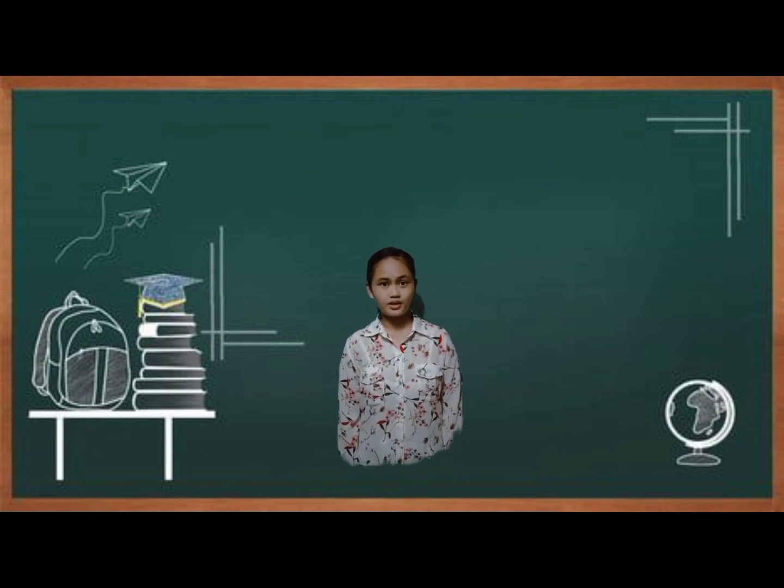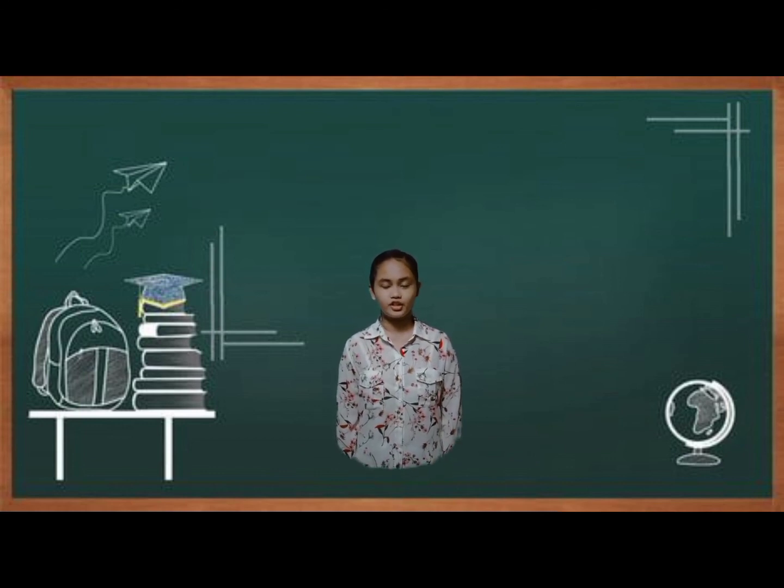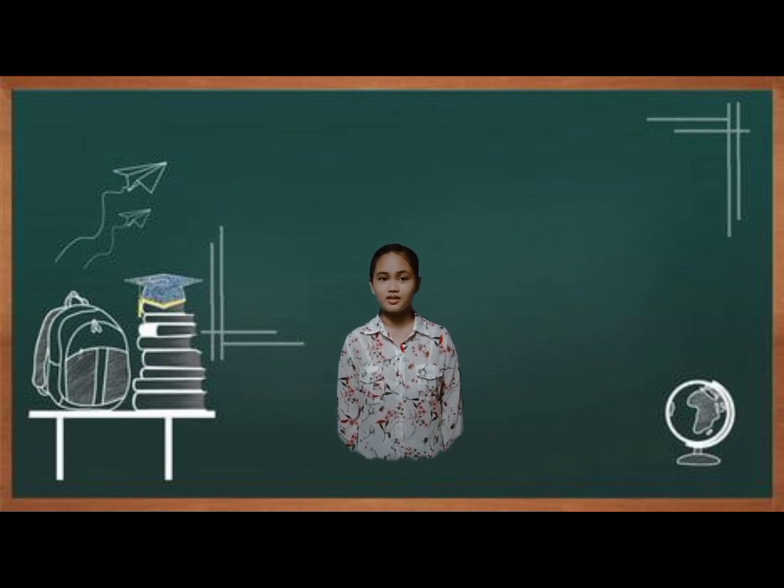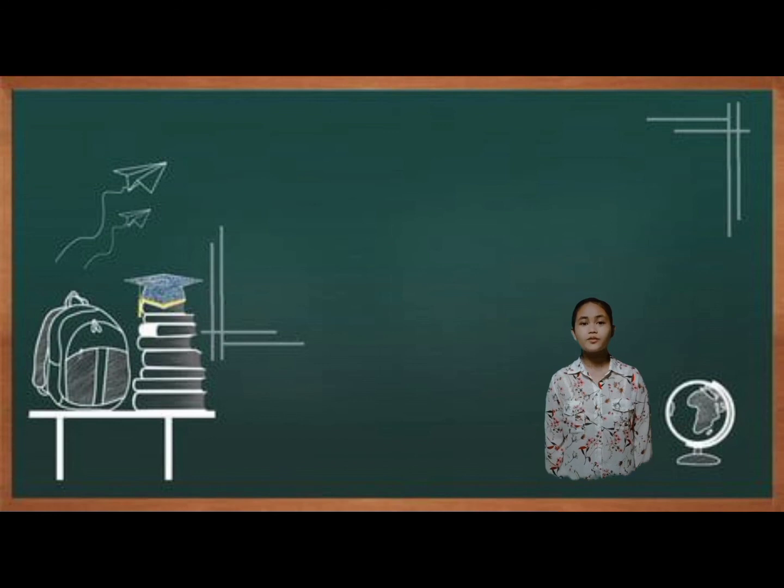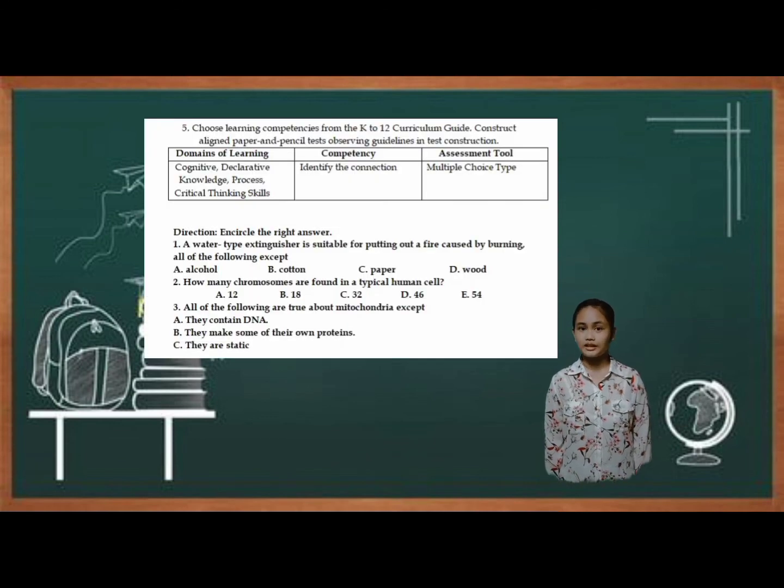For the fifth one, choose learning competencies from the K-12 curriculum guide. Construct a paper and pencil test observing guidelines in test construction. We have chosen the competency that identifies the connection through a multiple choice type of test, which is one of the components of a pencil and paper test, where it affects the domains of learning such as critical thinking skills, cognitive, and declarative knowledge. That could be all.